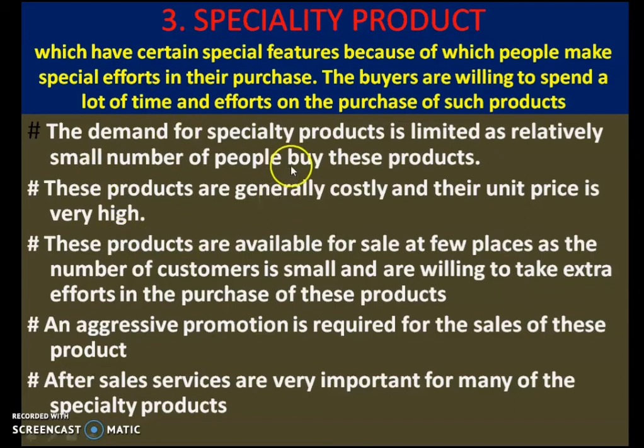So the demand for such products is very low, and the number of people who buy this product is also relatively limited. These products are generally costly and their unit price is also very high. These products are available for sale at few places, as the number of customers is small and they are willing to take extra effort in the purchase of these products. So we can say some antique products and all that. Some people like to purchase these antique products. So these products are available for sale in only a few places.